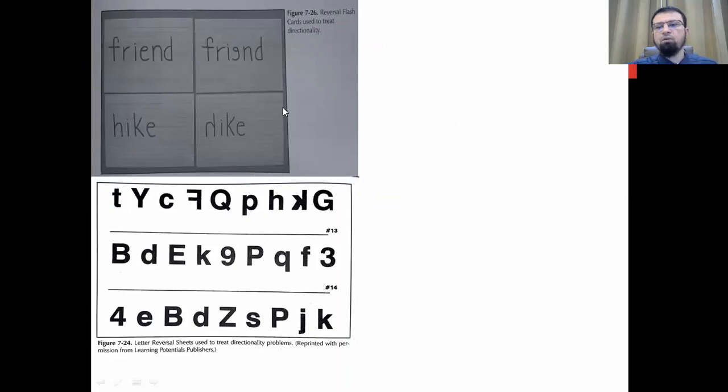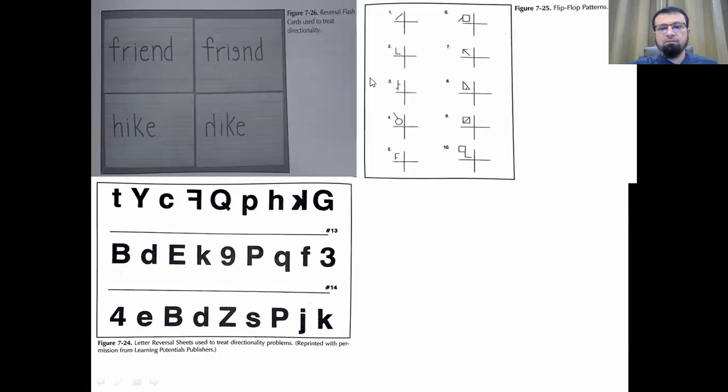Also, another way you can do it yourself is writing words or letters in a way that is not correct. You write it flipped, and you ask the patient to tell you which letter it is, since it is not written in the proper order. So this is an example for spatial relation.